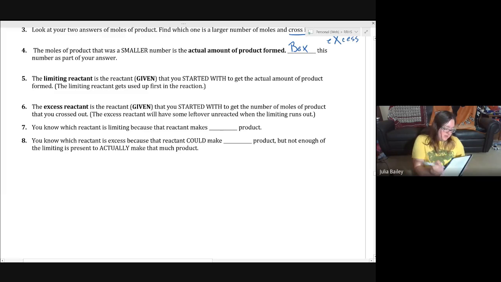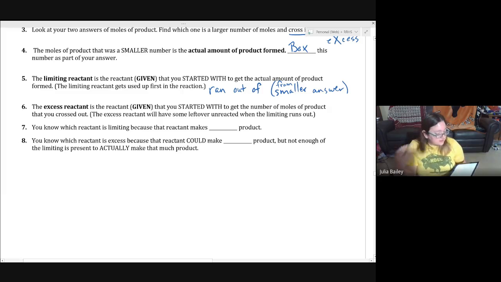It's the stuff that you ran out of, and it's going to be your smaller answer. The excess reactant, well, it will be from your smaller answer. I'll show you in a second. The excess reactant is your given that you started with. That's going to get you a total number of moles of product that you crossed out. It's the one that you have left over, and it's going to be from the bigger answer that you find.